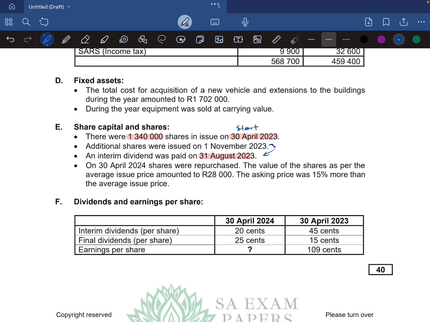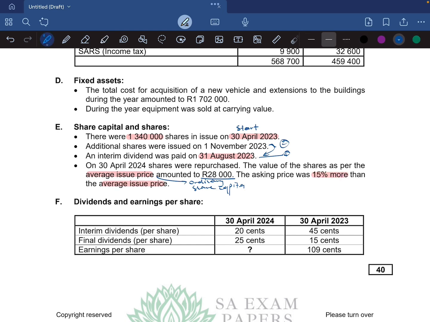Be careful with these two events. The interim dividend happened first, and the share issue came right after, they just listed them in a different order. The last bullet point says on the 30th of April 2024, shares were repurchased. The value of the shares as per the average issue price, linked to the ordinary share capital, amounted to 28,000. That is what we record on the ordinary share capital when we repurchase shares. Remember that the premium, the extra amount paid when repurchasing shares, goes to our retained income. They then say the asking price was 15% more than the average issue price.